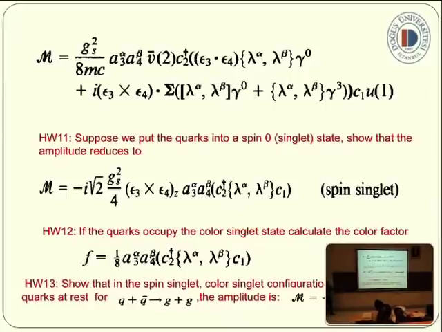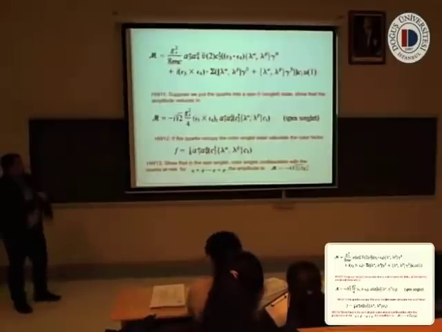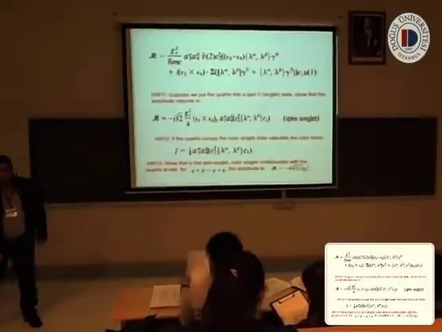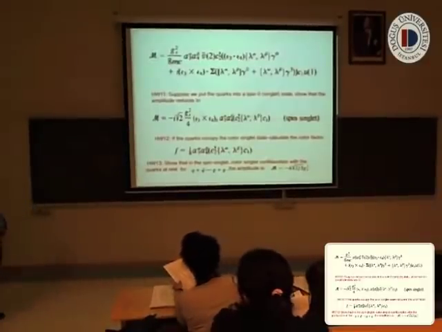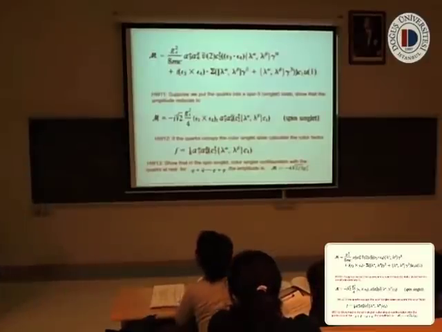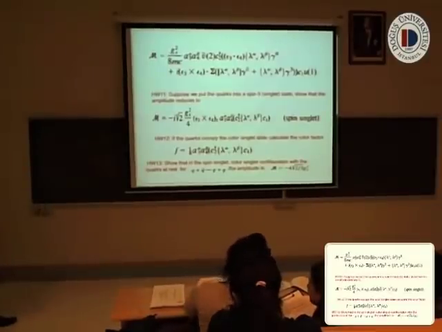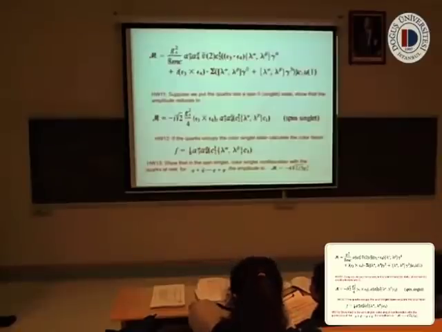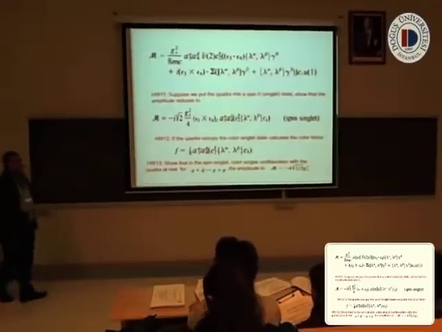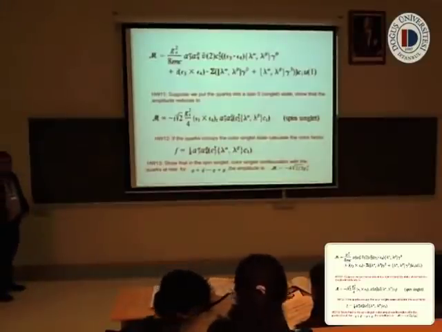As another homework, suppose we put the quarks in the spin zero singlet state. You have many homeworks. So, if we put quarks into the spin zero singlet state, show that the amplitude reduces to this expression.